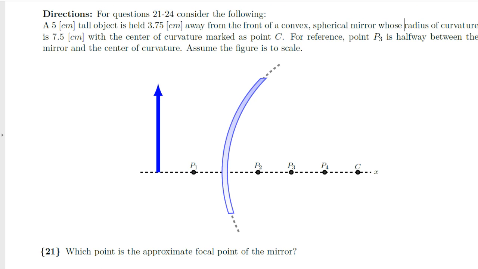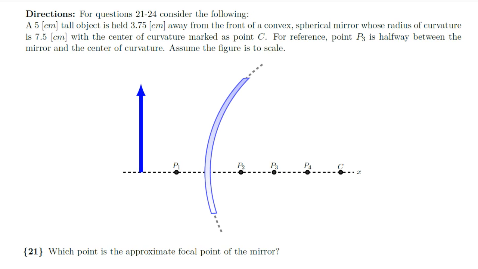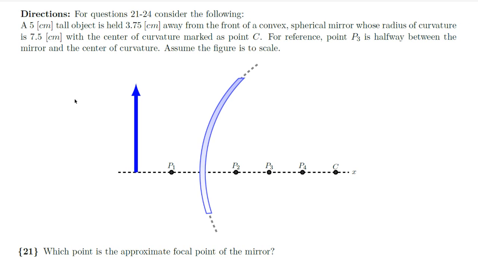The radius of curvature, so I actually didn't tell you the focal length. I told you the radius of curvature is 7.5. If I told you the radius of curvature is 7.5, then the focal length is half of the radius of curvature. But you need to be careful with that, though.